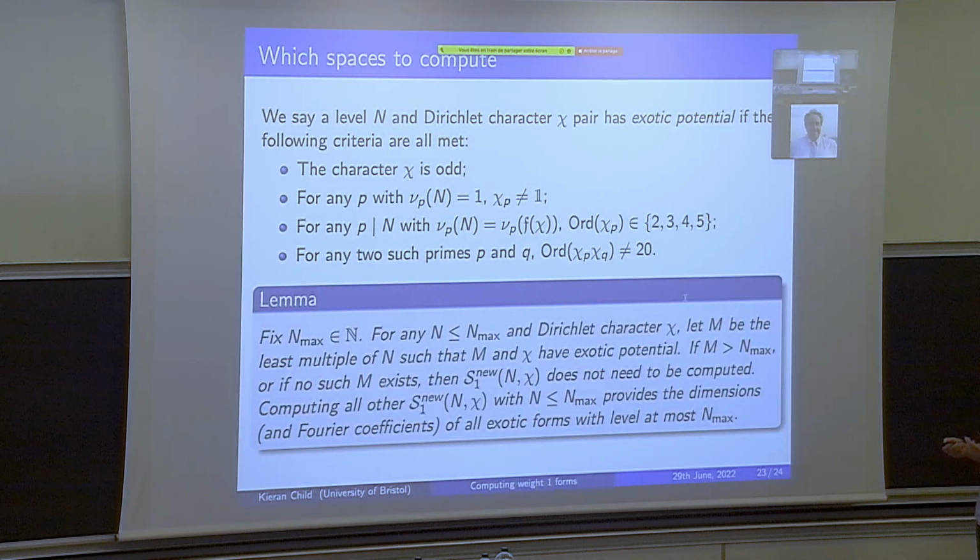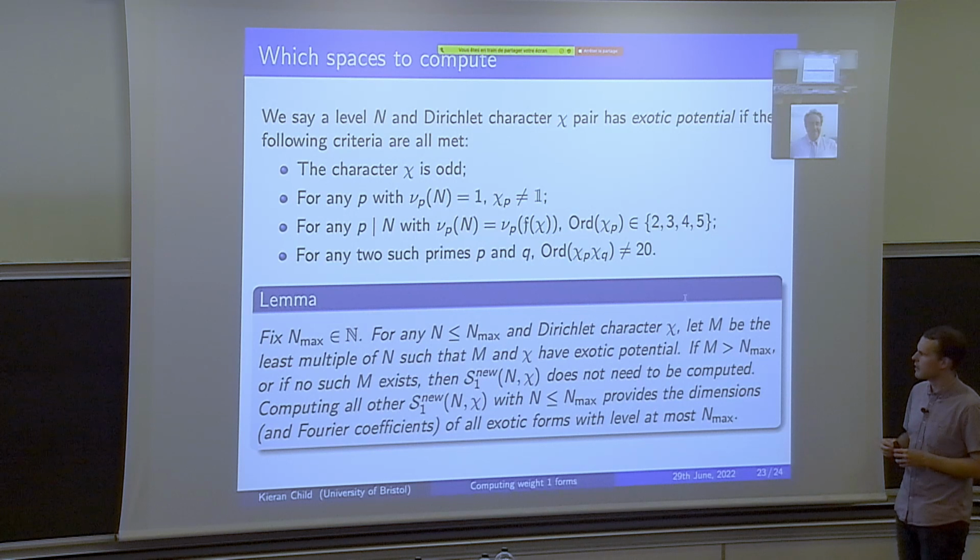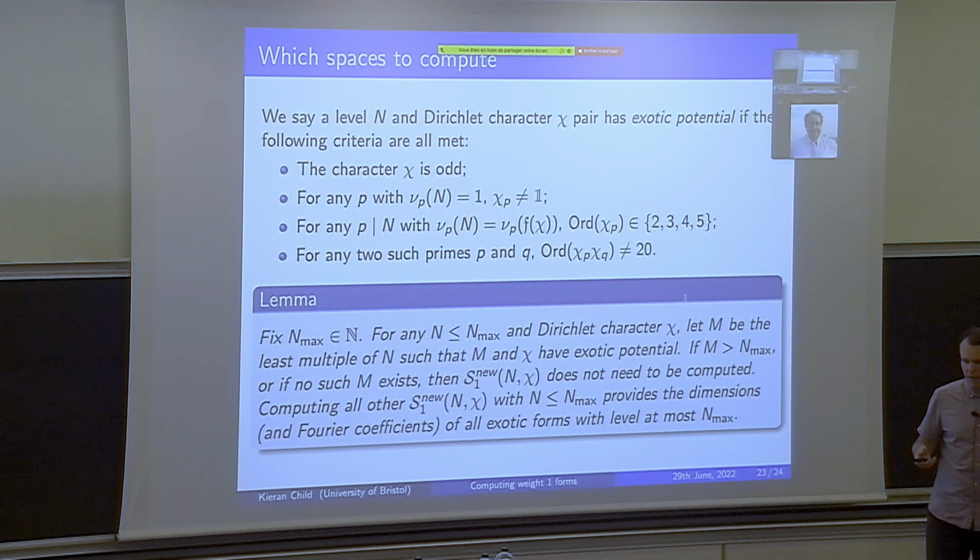And so then the final number for our computation is we want to compute up to some level n max. We only need to compute a specific level if there could possibly be an exotic subspace there, or if we later want to compute a level which could have an exotic subspace, and we're going to need the level that we're looking at as old forms when we do that old form removal and diagonalization step.